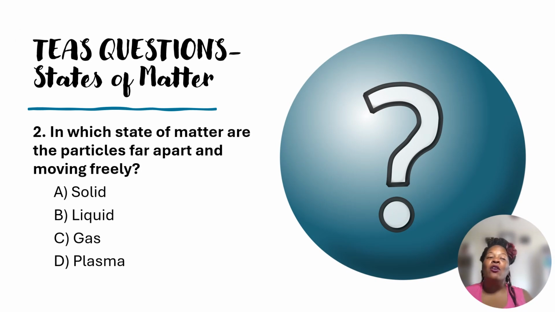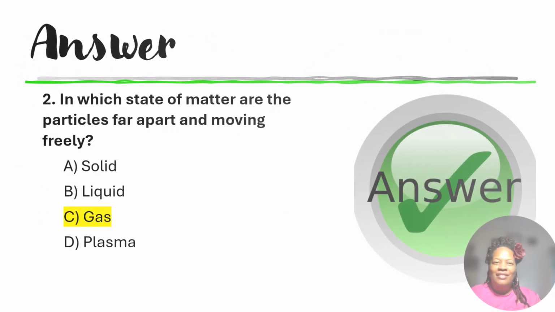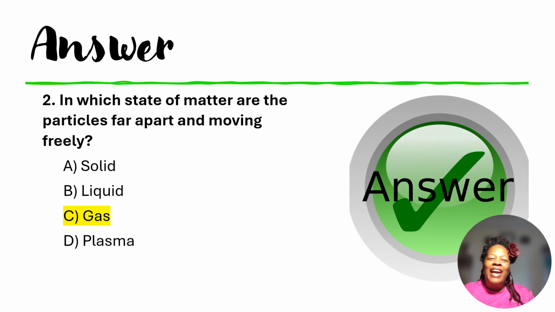In which state of matter are the particles far apart and move freely? Is it A, solid, B, liquid, C, gas, or D, plasma? The answer is C, gas. Remember, gases have no definite shape or volume. Their particles are far apart and move freely.